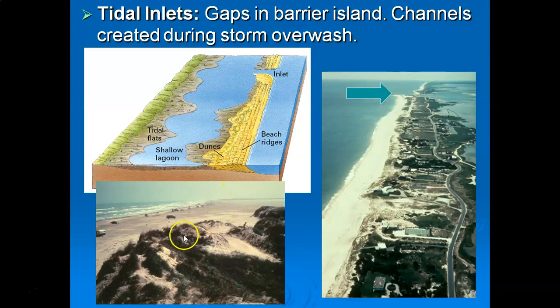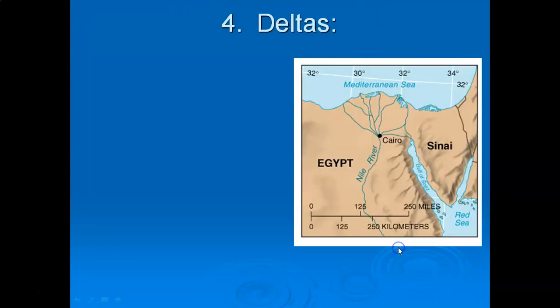And here's another example, Padre Island. Now this is an almost tidal gap here. You can see definite evidence of storm overwash that eroded the higher dunes, but it didn't cut through. But you can actually see evidence very often on barrier islands of storm overwash.